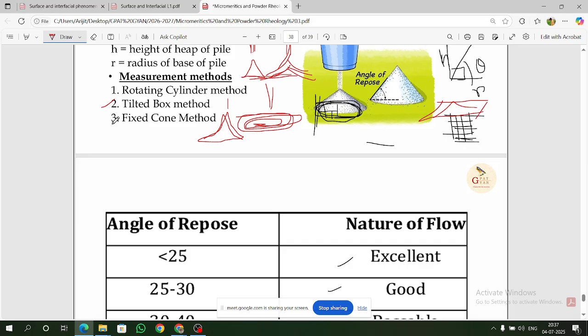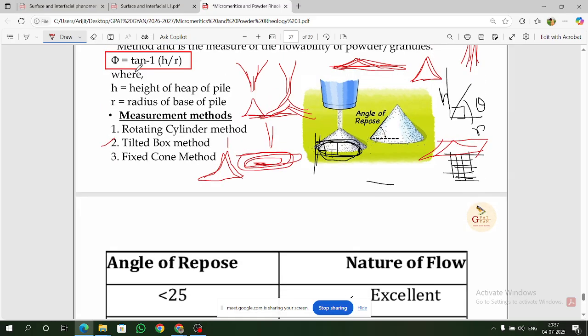Tilted box means you tilt a box to one side and pour the sample out. Tilt means that I have to give the product or sample a little bit of slide, make some kind of angle, some tilt angle will be there, right?